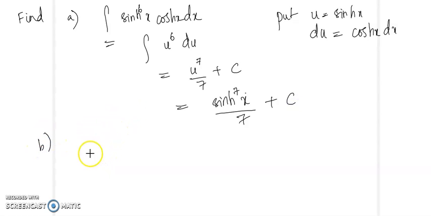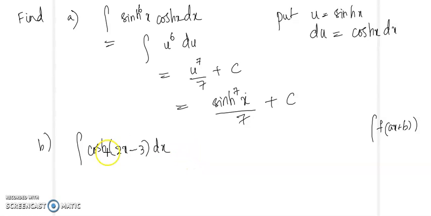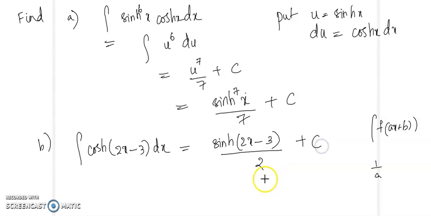And if you have the integral of cosh(2x minus 3) dx, this is in the form integral f of ax plus b. So when integrating here, we will have to divide by a. So this will be sinh(2x minus 3) by 2 plus c.